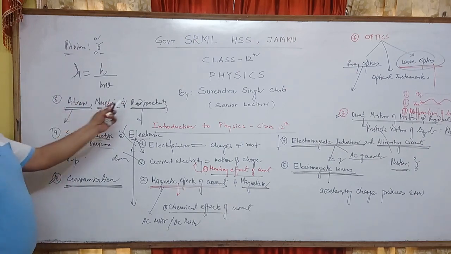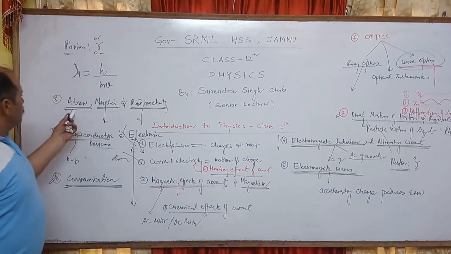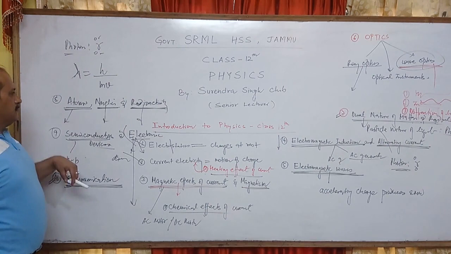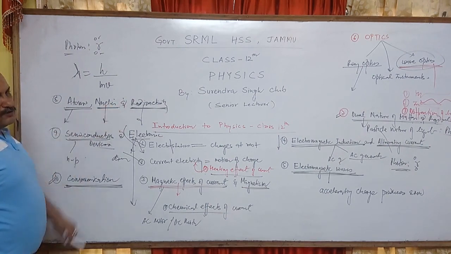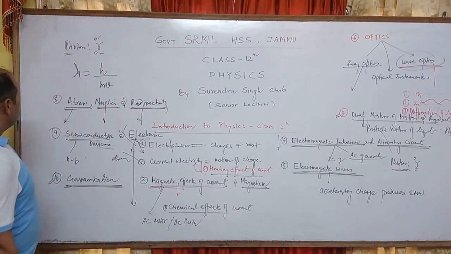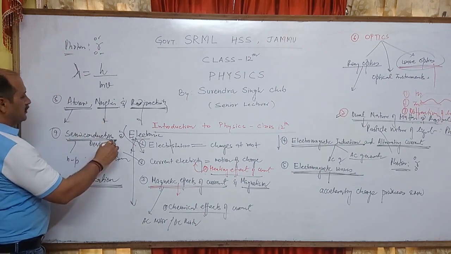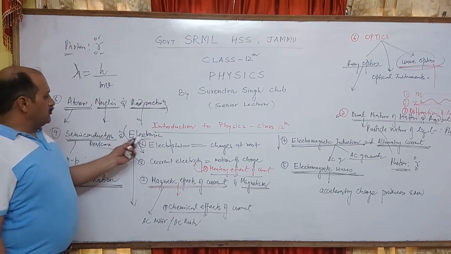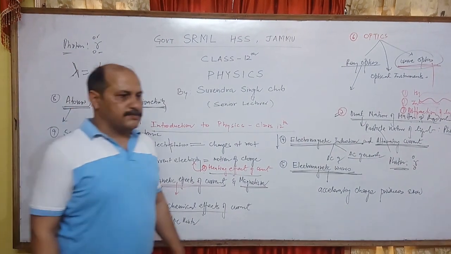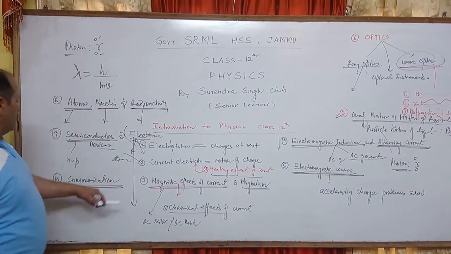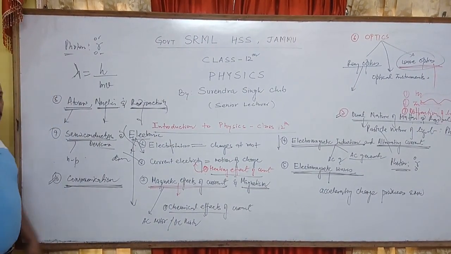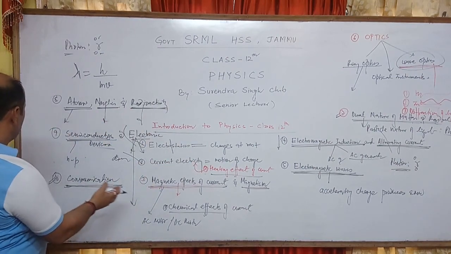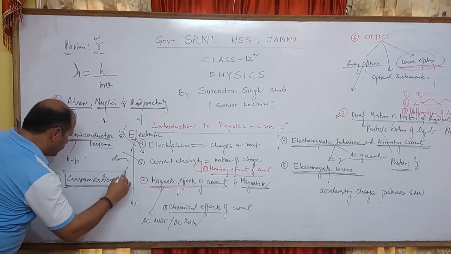Here we have atoms, nuclei and radioactivity. Atoms we will study, including the nucleus and the hydrogen atom. In radioactivity we will get small information about half-life. Semiconductors, we will study different types and how semiconductors are formed. Electronic devices, we will study diodes, p-n junction diode, transistors. In communication, how the whole physics leads to how to communicate.